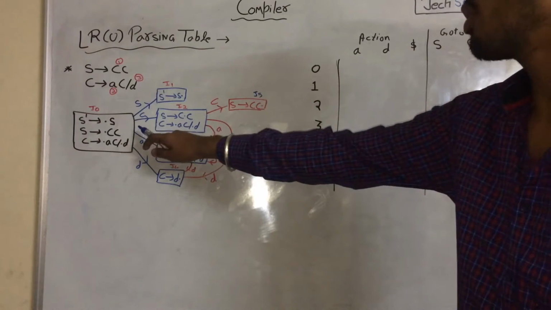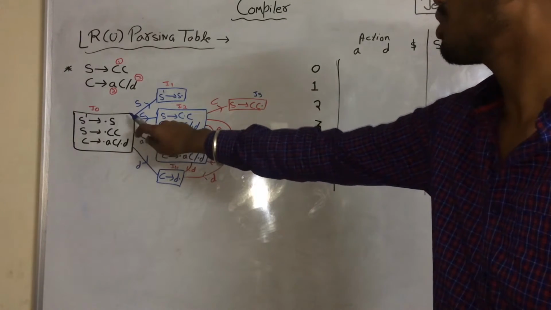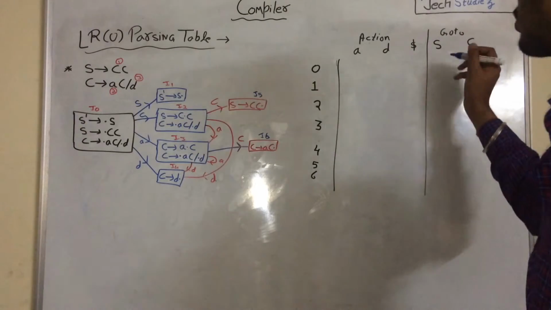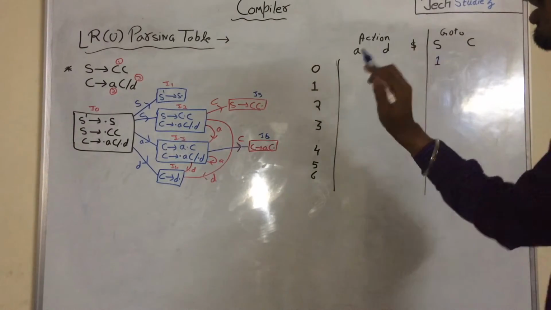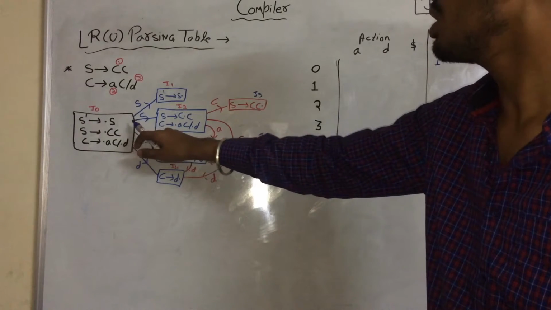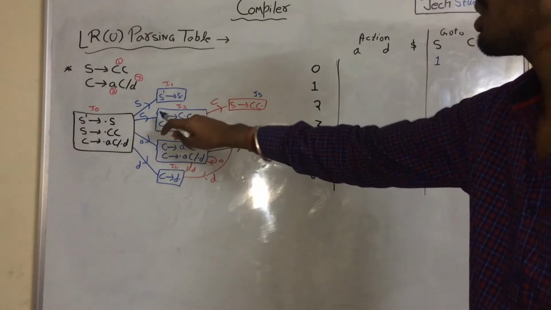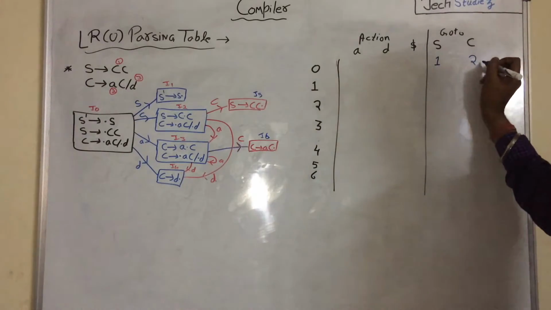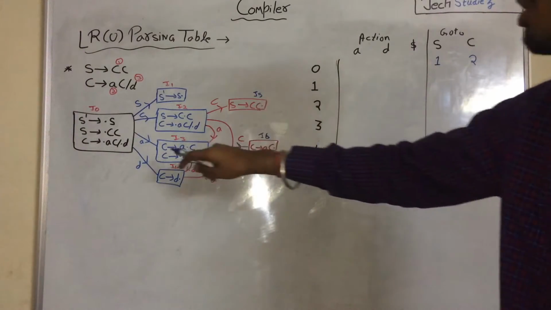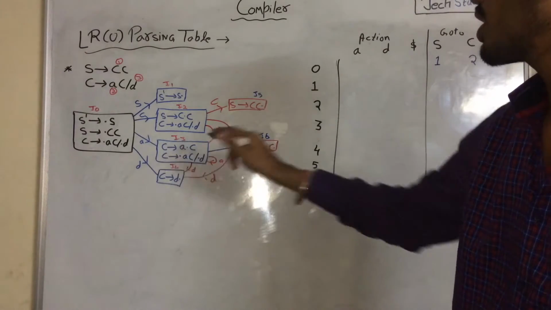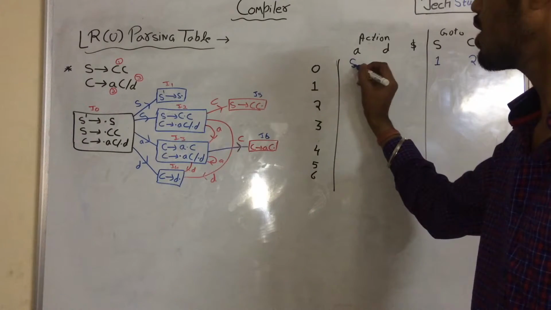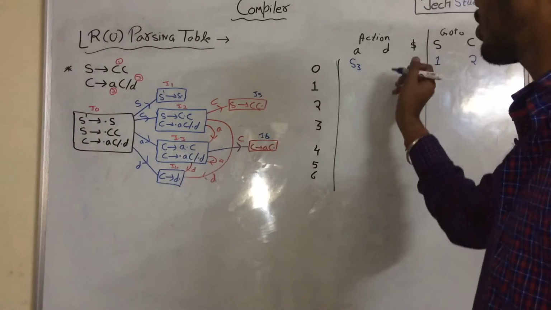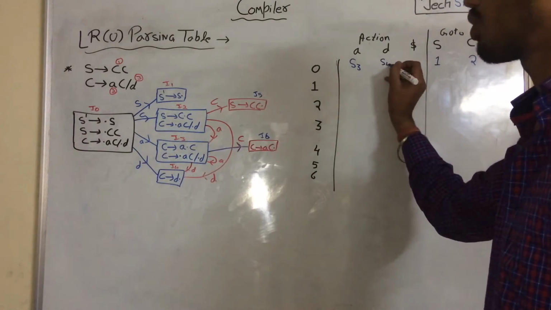So as we did earlier, what we get from 0th state with S? 1. So S is non-terminal symbol, so only write the state number here. From C, what we get? C is also a non-terminal symbol, so only write state number. Now check for A, what we get is 3. So now add this with shift. And now check for D, what we get is S4.